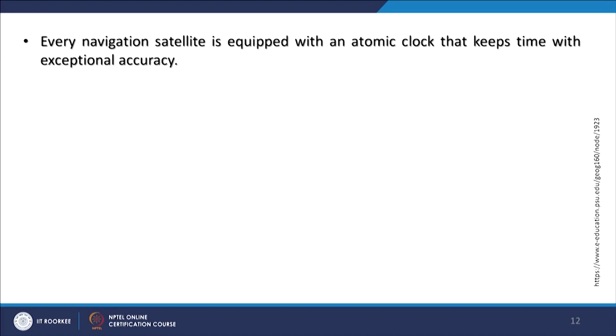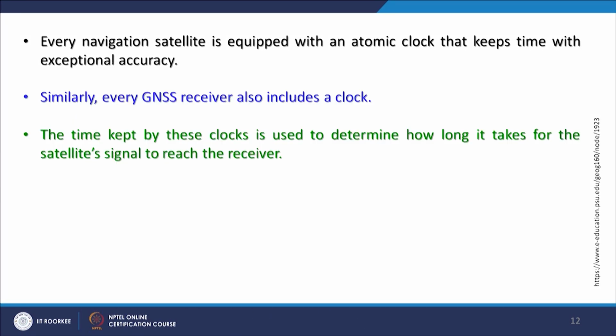And every navigation satellite, as mentioned earlier, has a synchronized atomic clock. Each system has synchronized atomic clocks which keep time with exceptional accuracy, very high accuracy timings. Similarly, every GNSS receiver also includes a clock, like your mobile receiver. So mobile is also having a clock. We have already discussed that our clock and the satellite clock may have a difference, but if you get signals from many satellites, then this problem can be resolved very easily.